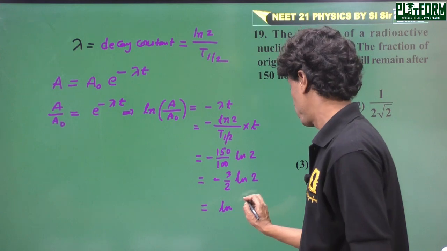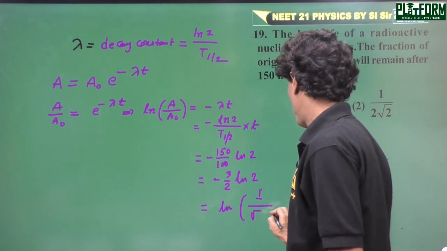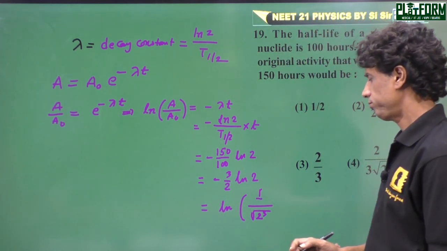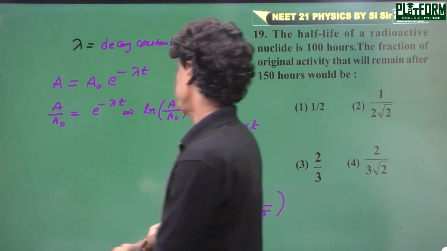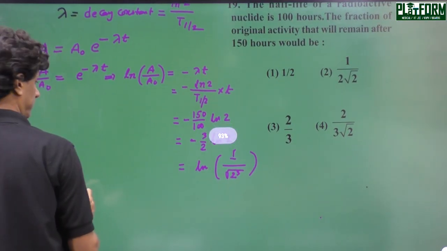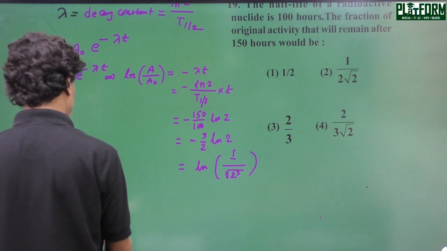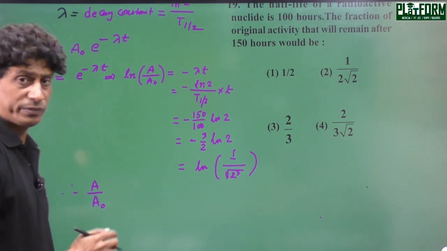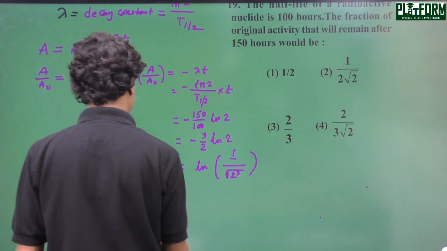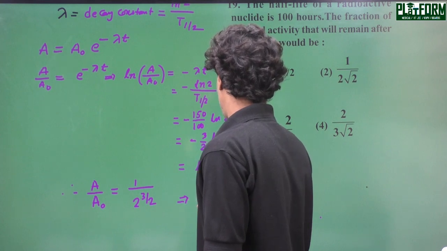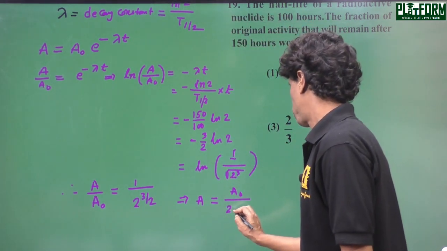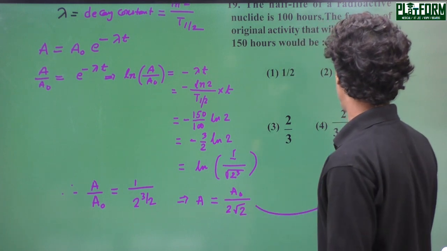Finally we can write this as 1 by root over 2 to the power cube. Okay, and finally A by A naught, that is the fraction of the activity after 150 hours, actually becomes 1 by 2 to the power 3 by 2, and this would be 1 by 2 root 2, and the correct option here is 1.